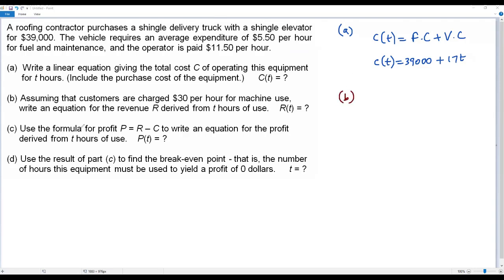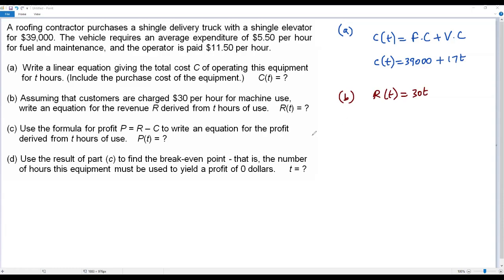So let me go over the information we have in part B. Assuming that customers are charged $30 per hour for machine use, write an equation for the revenue derived from T hours of use. So for 1 hour of using the machine, the customers are charged $30. Then how much money will be charged from the customers for T hours of use? So for that we have to multiply the cost for 1 hour and the number of hours, that is T. So then I'm getting R of T equals 30 times T. So this is the revenue we are getting for T hours of using the machine.